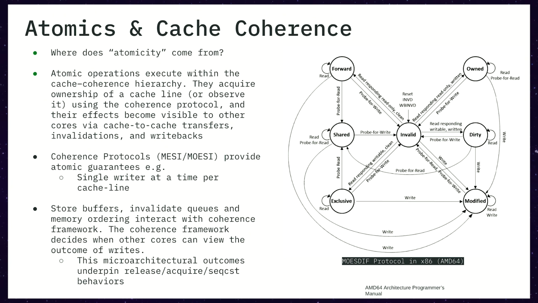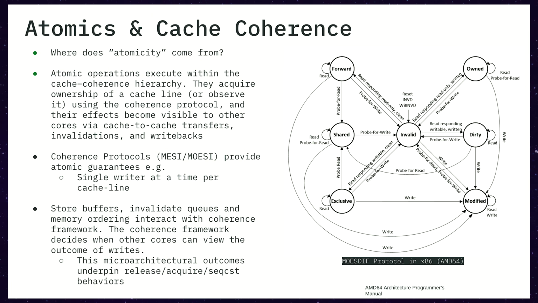So where does this idea of atomicity come from, right? A lot of it's implemented within the hardware. This is within what's known as the cache coherence subsystem, or the coherence microarchitecture. This may exist within your cache lines or your L1, L2 caches, sometimes within the CPU, depending on architecture. And what this does is that it ensures that atomic operations execute, that they acquire ownership of a cache line using this coherence protocol, and their effects become visible to other cores via cache-to-cache transfers.